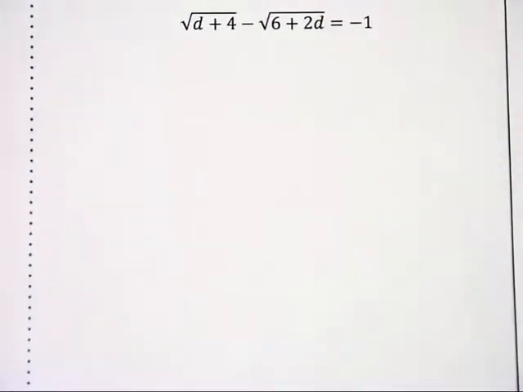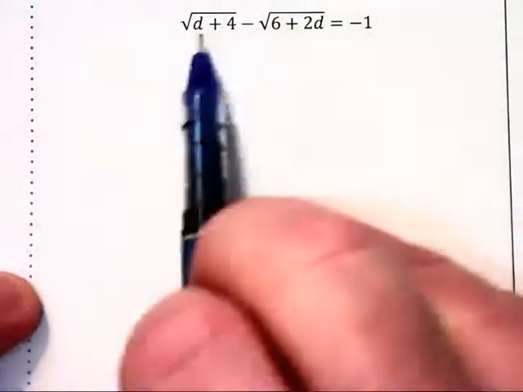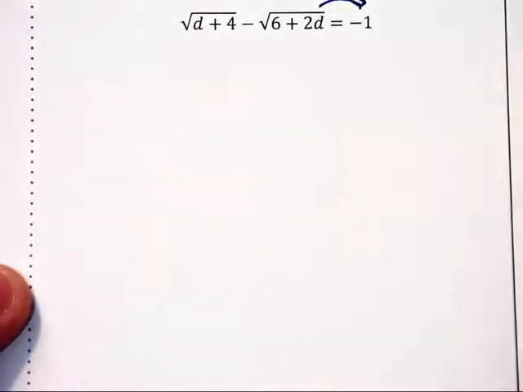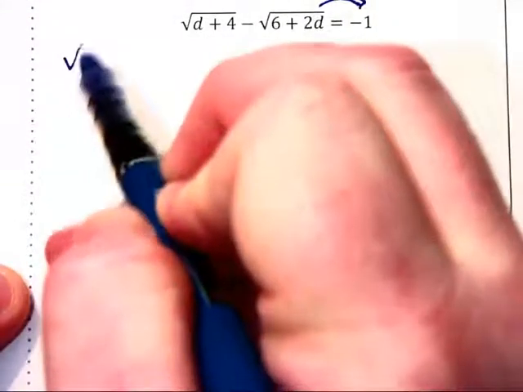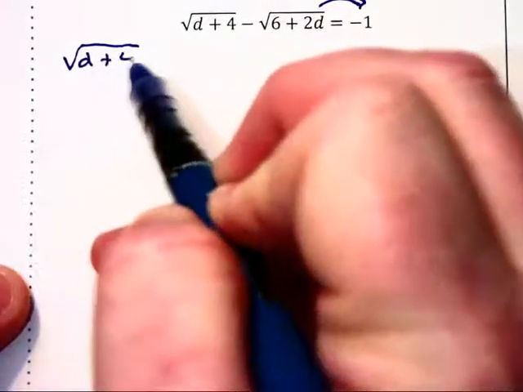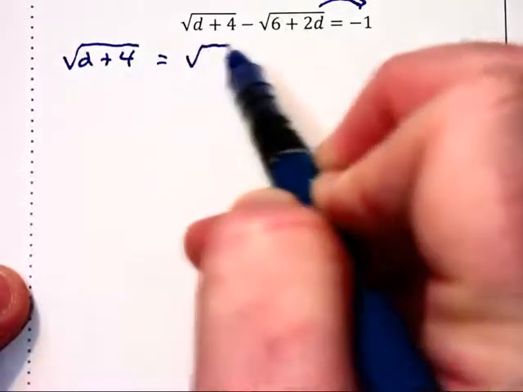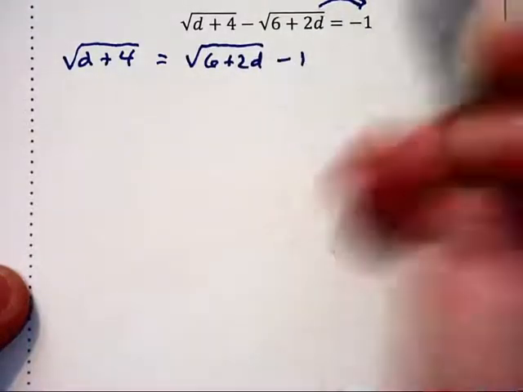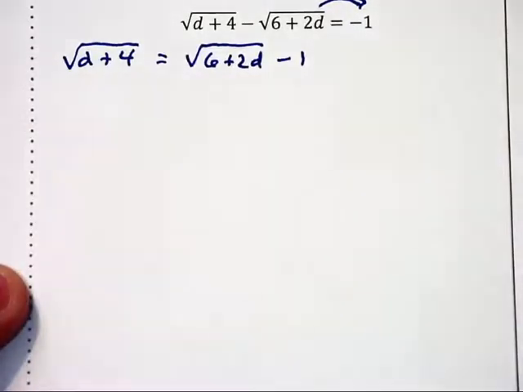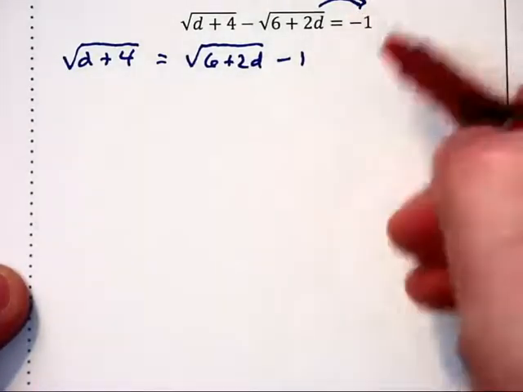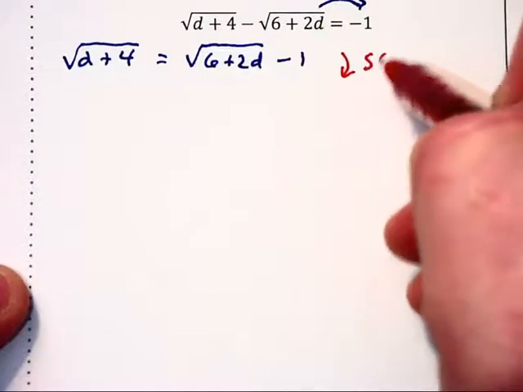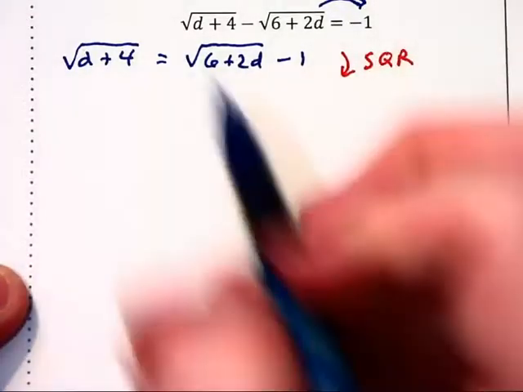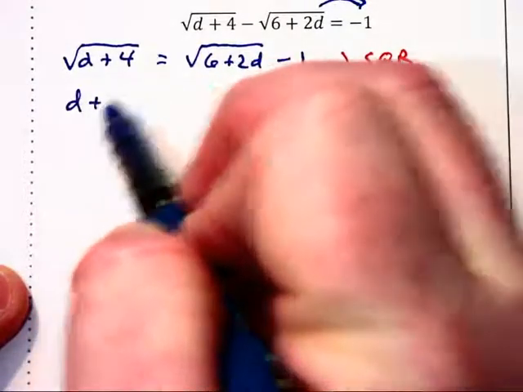Solve this next problem. We have two radicals in it, and we want to isolate one on the left and put the other to the other side. So I'm going to leave the square root of d plus 4 on the left and bring the square root of 6 plus 2d to the right, followed by the minus 1. I now want to lift off these radicals if I can by squaring both sides. The left side is easy to square. It becomes d plus 4.